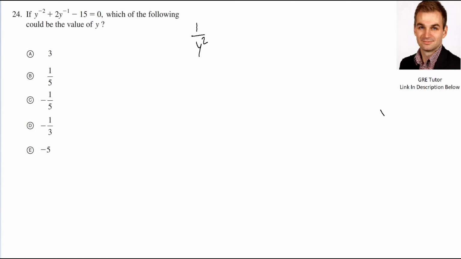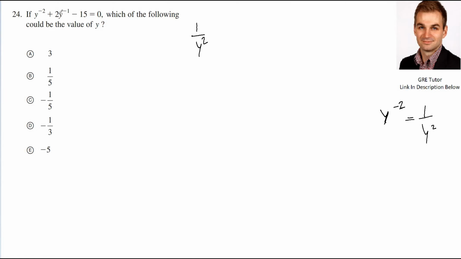Whenever you have something like y to the negative 2, that's the same thing as 1 over y squared. It's a property of exponents, and this will work no matter what number you choose in your exponent. It could be negative 5, which gives 1 over y to the 5th. It could be anything of that nature. So I'm going to change it to 1 over y squared.